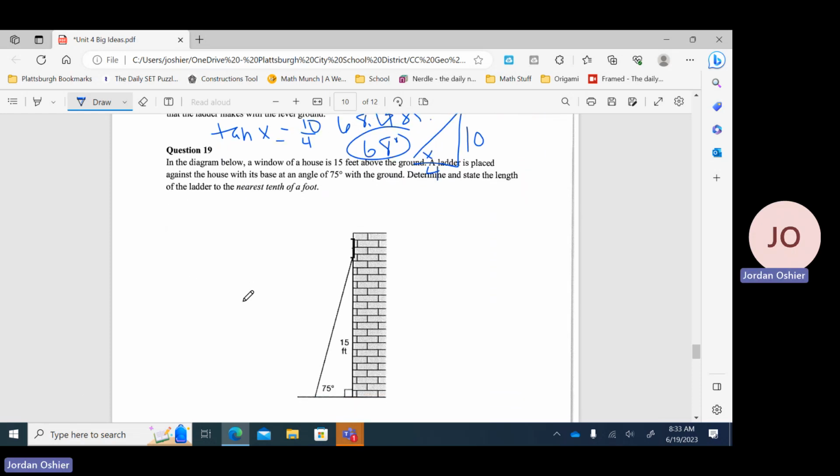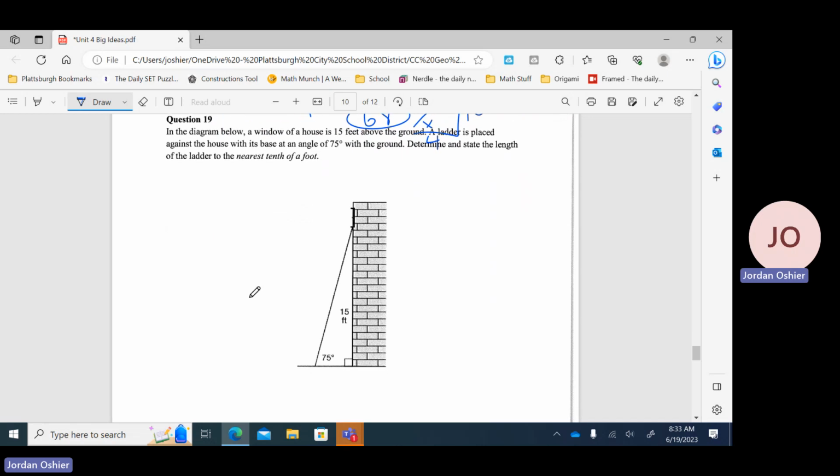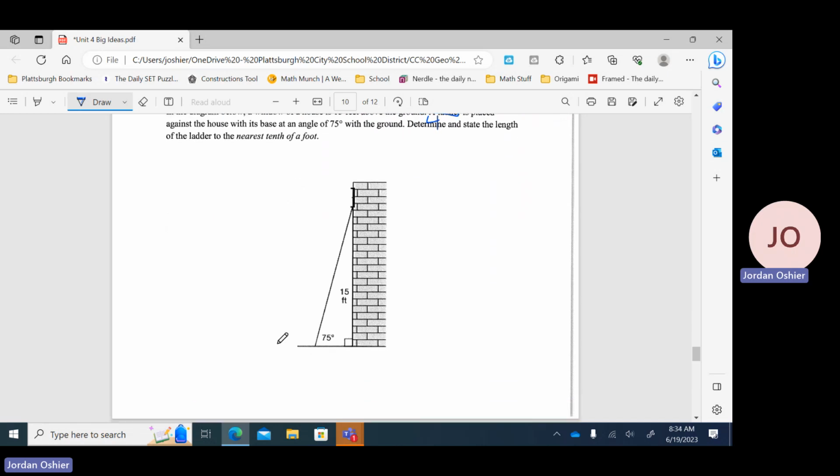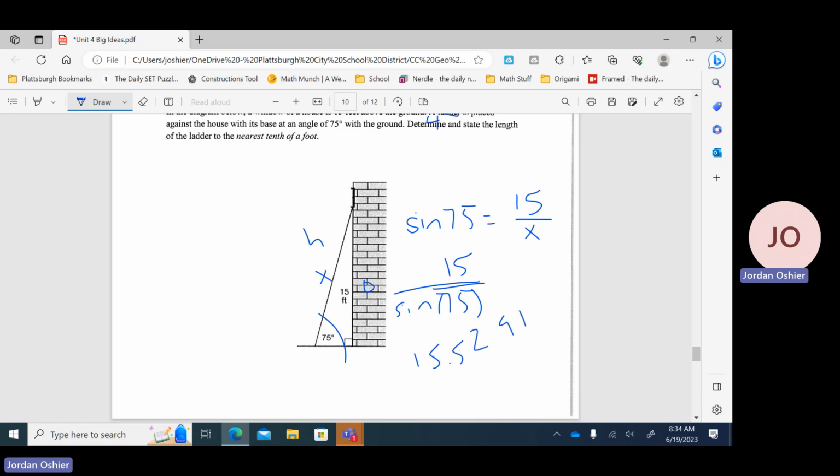We have another diagram with a ladder 15 feet above the ground, placed with the angle of 75 at the ground, and it wants the length of the ladder. So this is almost the identical question with different numbers. I'm going to be using sine because I have the opposite and my hypotenuse to my reference angle, and I will be dividing because x is on the bottom. So 15 divided by the sine of 75 degrees is roughly 15.5291. So 15.5 would be to the nearest 10th.